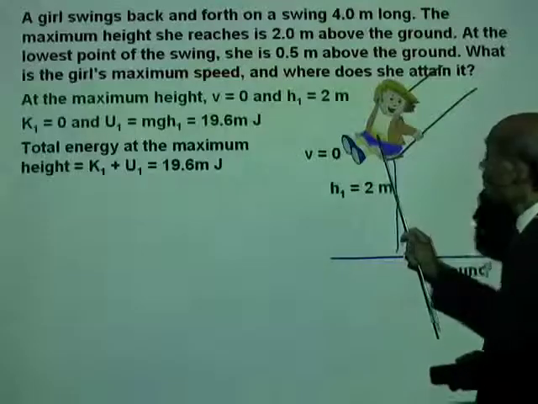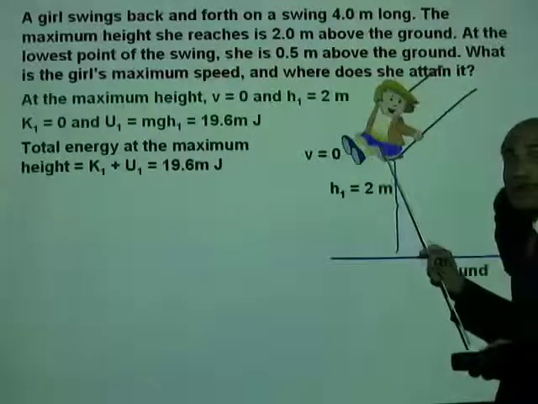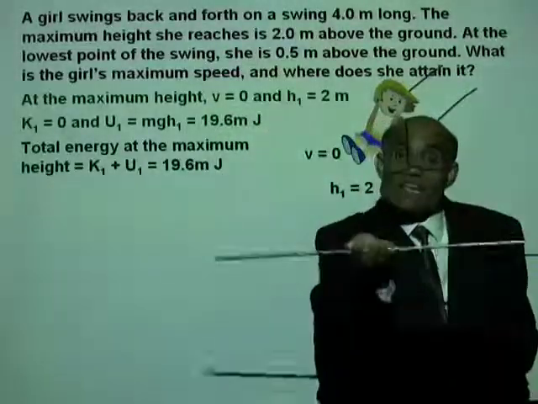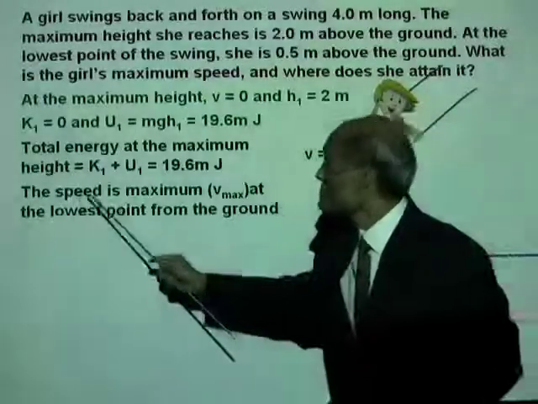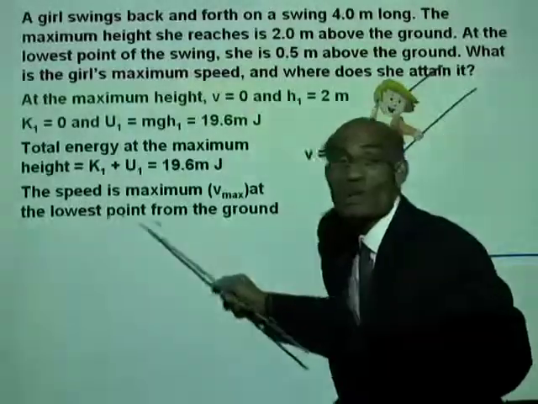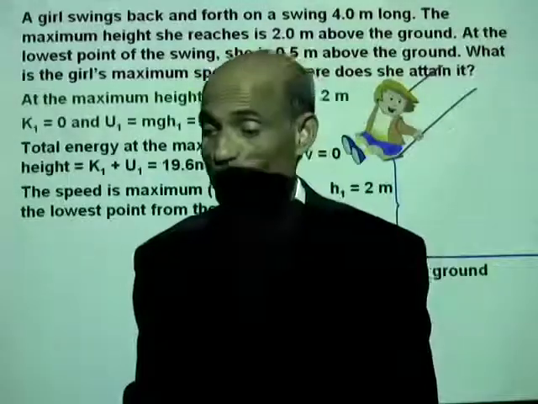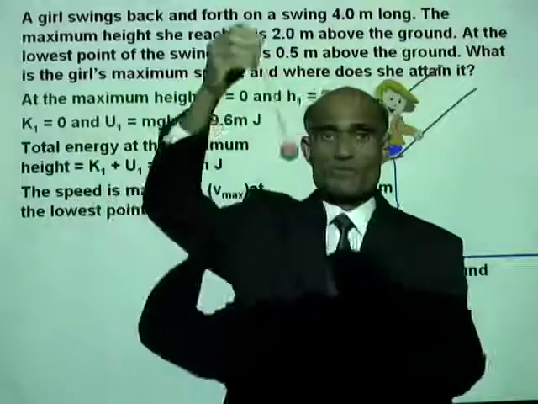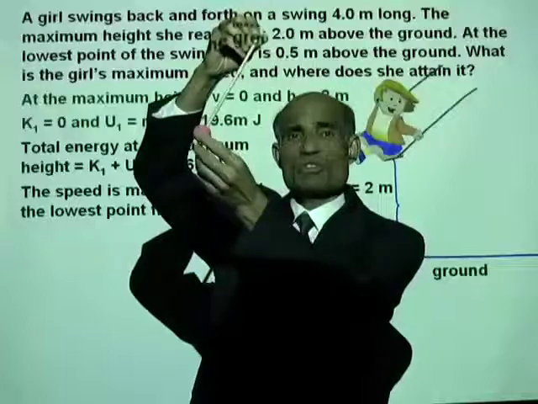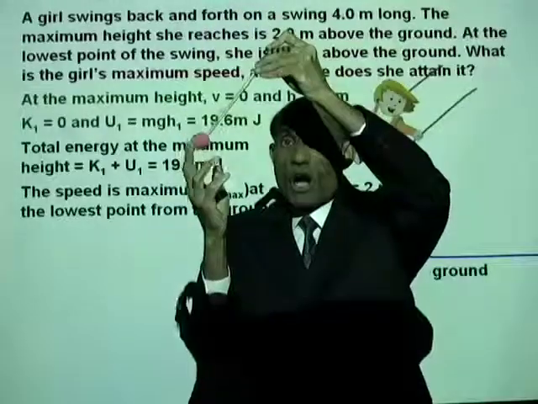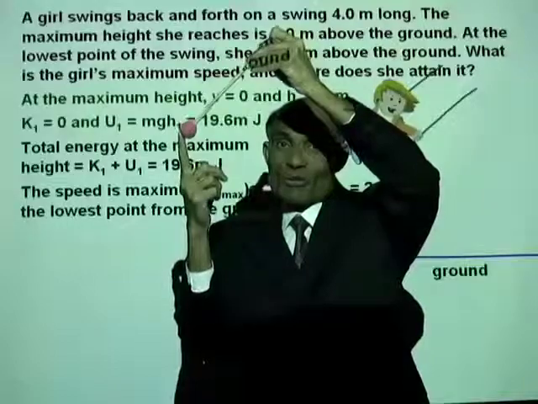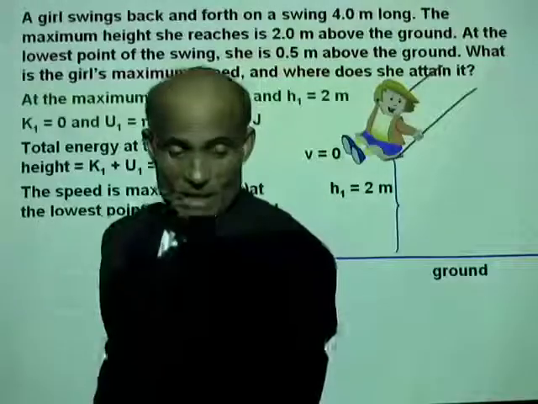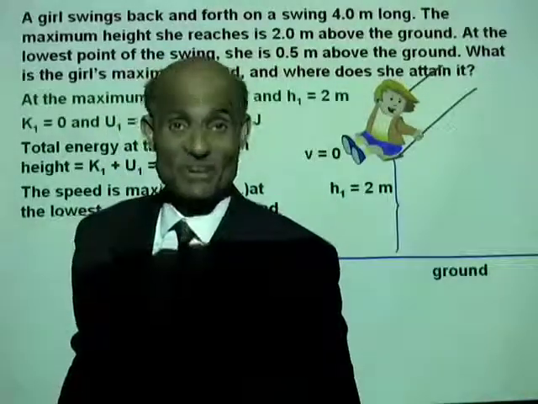Okay, what happens? This potential energy is now going to change to kinetic energy. She's going to fall back to the equilibrium position. The speed is maximum at the lowest point. You can see, at this position when she is at the extreme, there is only potential energy here. When she reaches the lowest point, all that potential energy gets converted to kinetic energy.